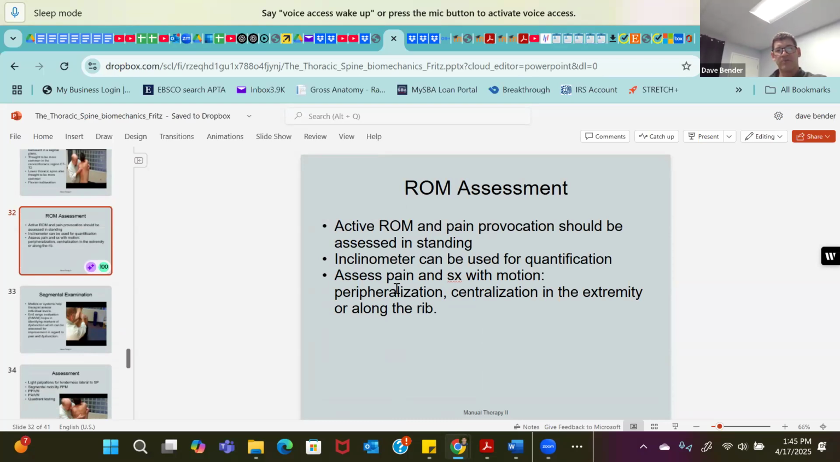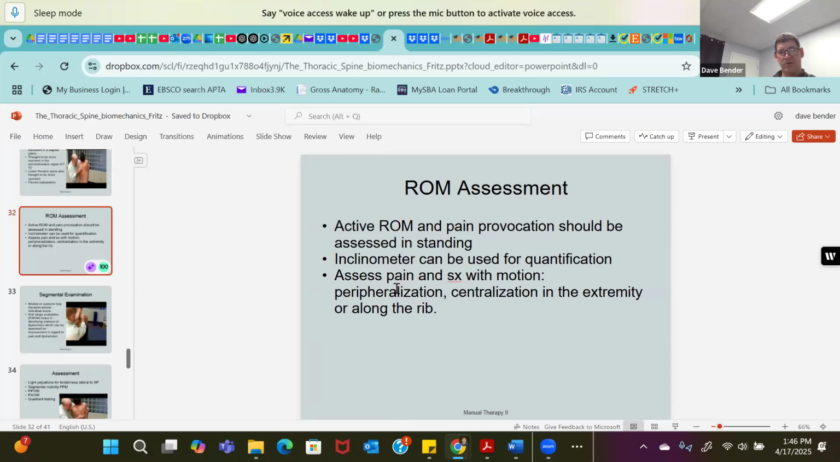Range of motion is assessed as active range of motion. We'll talk about it usually being assessed in standing. An inclinometer can be used if you want to quantify the motion, and assess the pain and symptoms with motion. Peripheralization, centralization, extremities along with the rib. Now looking at motion here, I look at it in seated and combined because I want to get a sense of, okay, what is the patient's flow? What are the hips doing relative to the thoracic spine? Which one may be moving first? Which one may be moving excessively? And see that motion.